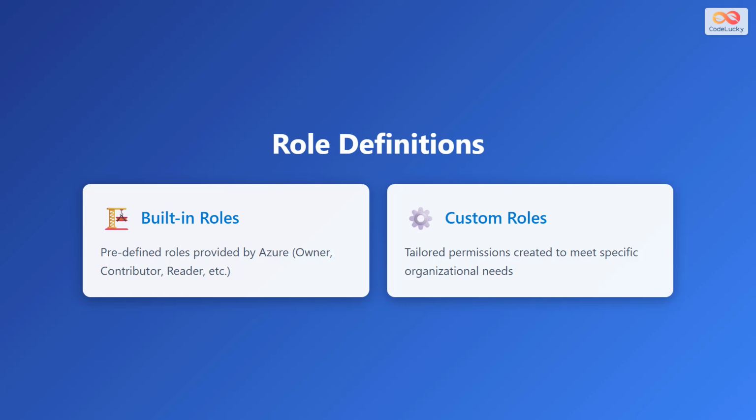Role definitions specify the set of permissions that can be performed on Azure resources. Azure provides 2 types of roles. Built-in roles are predefined by Azure and include common roles like owner, contributor, and reader. These cover most standard scenarios and are ready to use immediately. Custom roles allow you to create tailored permission sets when built-in roles don't meet your specific organizational requirements. Custom roles give you fine-grained control over exactly what actions are permitted.